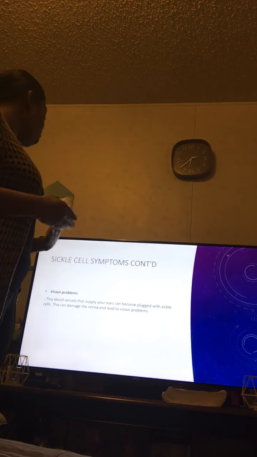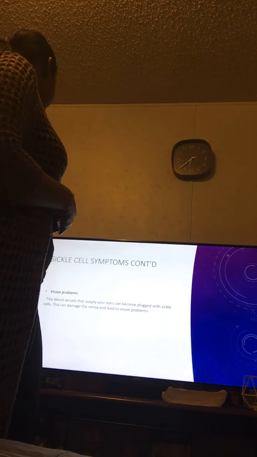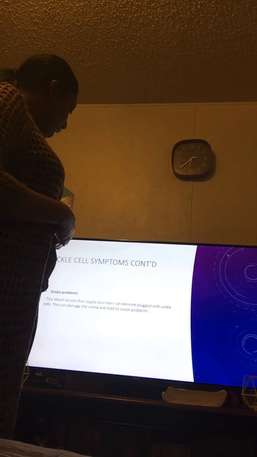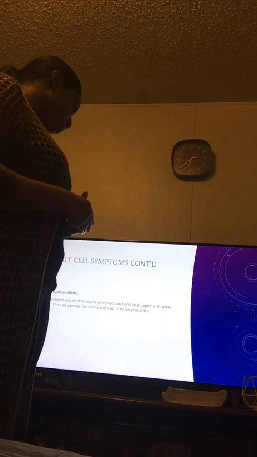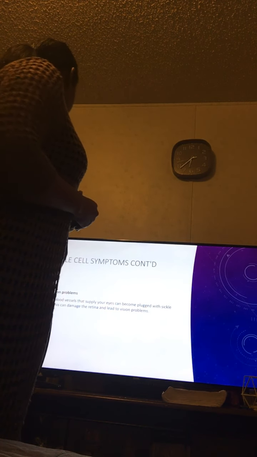Okay. Vision problems. Let's see. Tiny blood vessels that supply your eyes can become plugged with sickle cells. This can damage the retina and lead to vision problems. Okay.